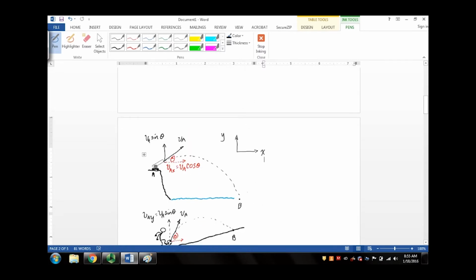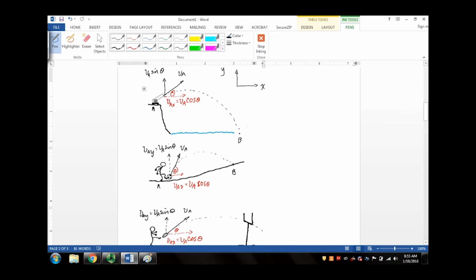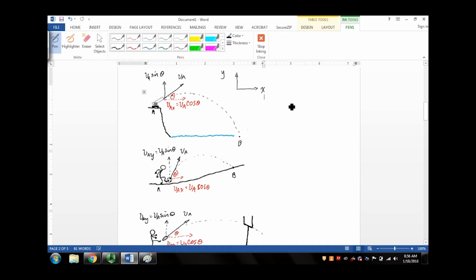It really doesn't matter what the object is. All it matters is that each of these problems assumes a projectile motion and they are in free flight. You have to recognize that the velocity in the x direction never changes. Okay, velocity in the x direction never changes. So why is that?